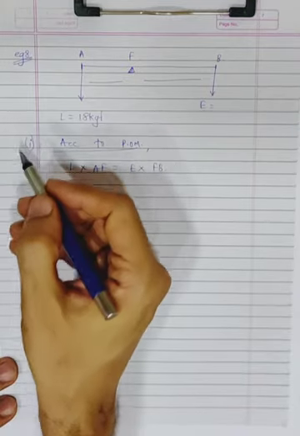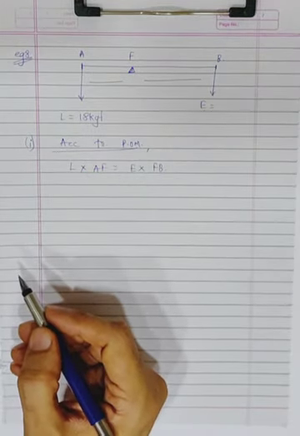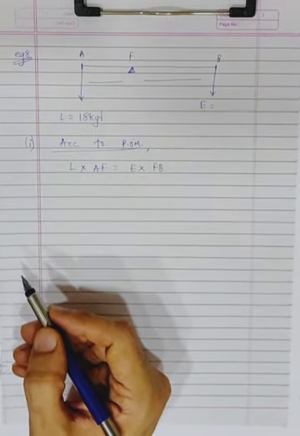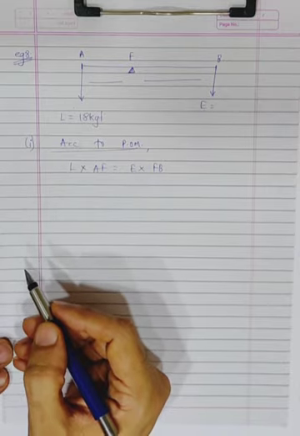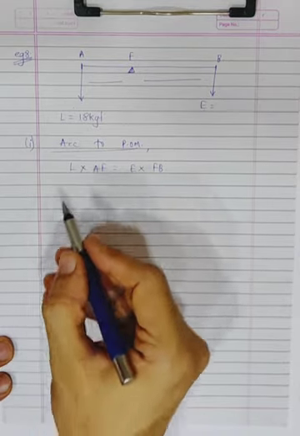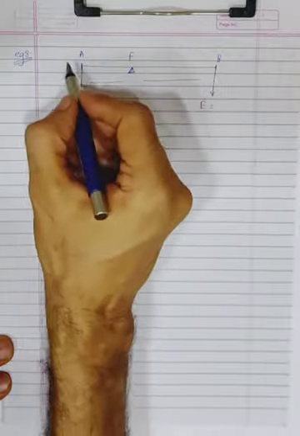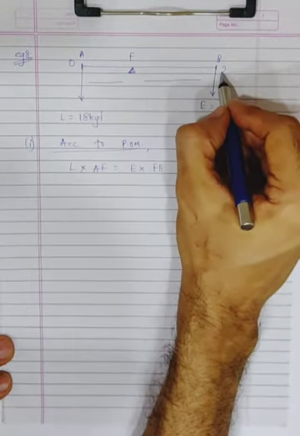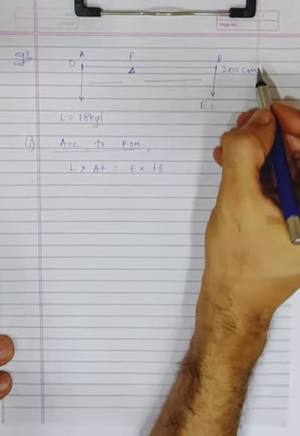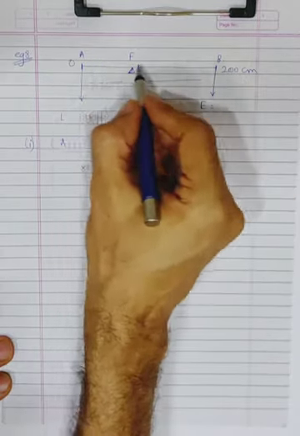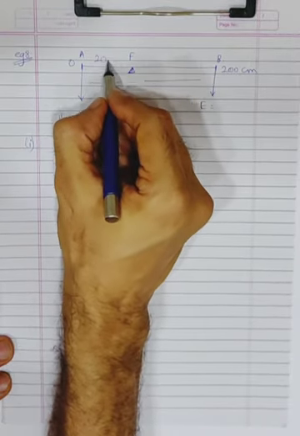Now what are they asking us in the B part? We are also given that AB is equal to 2.0 meter. It means that this is your mark 0, this will be your 200 centimeter, whereas the distance FA is just 20 centimeter.